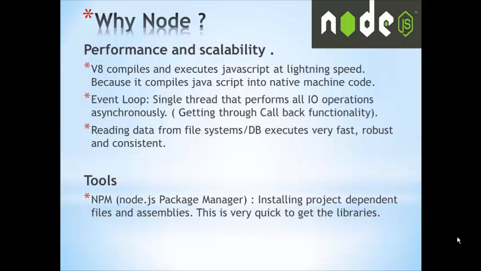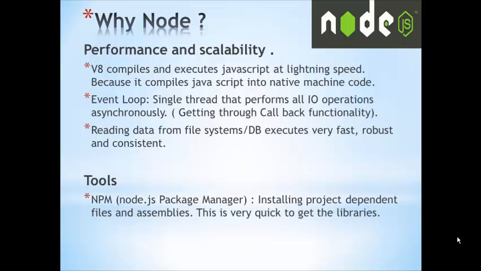So why is Node.js used? First and most important thing we need to remember is Node.js is famous for its performance and scalability. V8 compiles and executes JavaScript at lightning speed because it compiles JavaScript into native machine code. That's one part of it where we can think about performance and scalability.